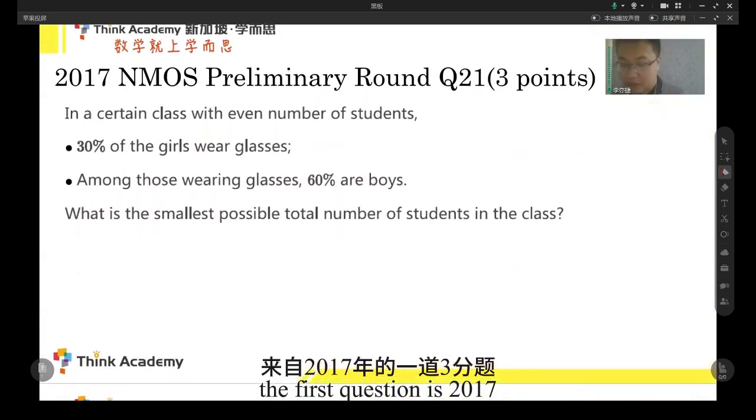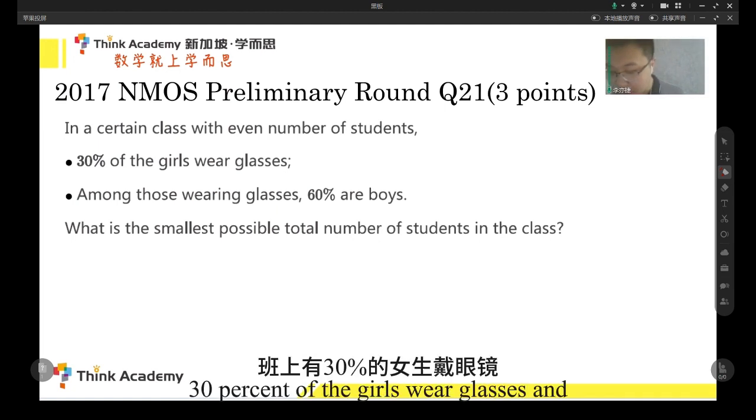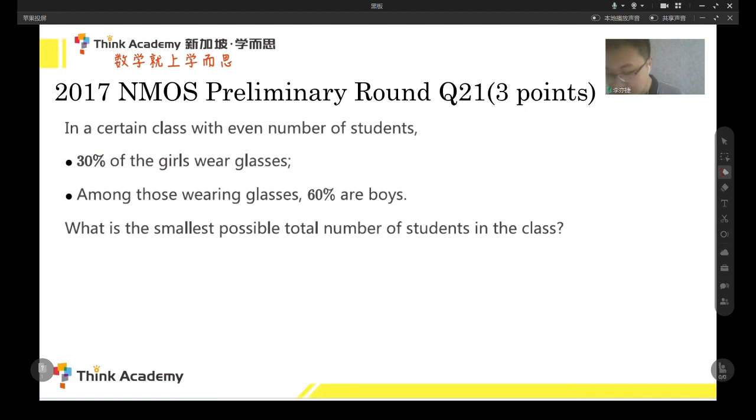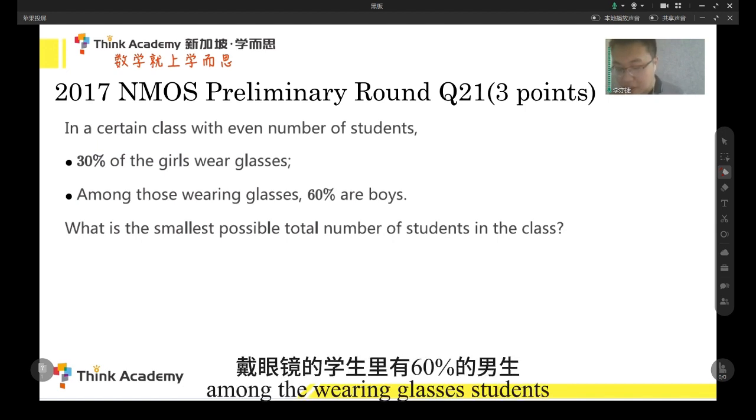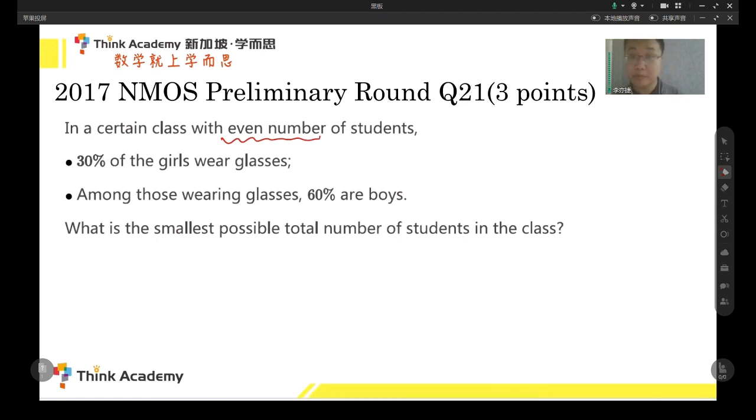The first question is from 2017. Yes, it's a 3-point question. It says that in a class, 30% of the girls wear glasses, and among the students wearing glasses, 60% are boys. Find the smallest possible value of students in the class. That this class has an even number of students is important here.